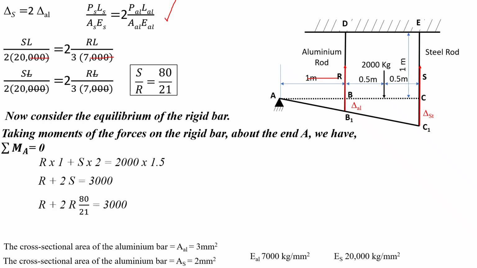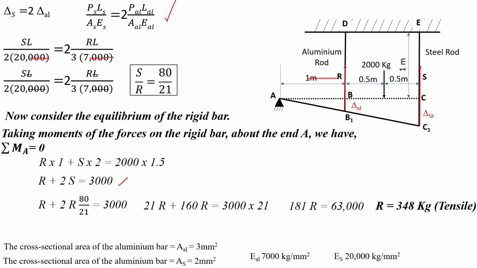We know the relationship between S and R: S equals R into 80 by 21. We substitute in the equation R plus 2S equal to 3000. We can write it as R plus 2R into 80 by 21 equal to 3000. The LCM is 21. So 21 R plus 160 R equal to 3000 into 21. From this we determine the R value is nearly 348 kgs, and the nature of this load is tensile load.